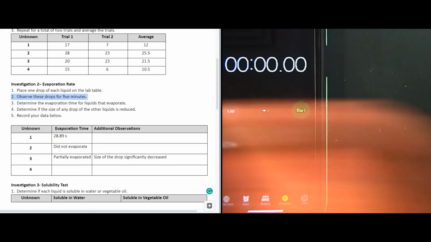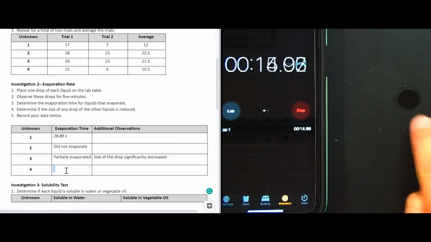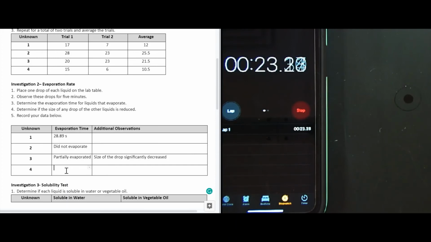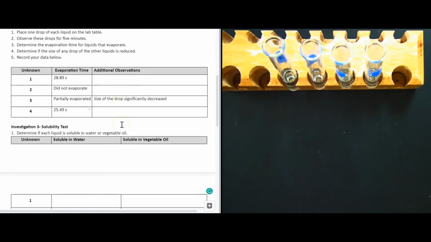Last up, unknown number 4. So we can already see it's starting to evaporate. You can kind of see the edge of where that drop started. It's going down pretty quickly. And I'd say about 25.49 seconds.